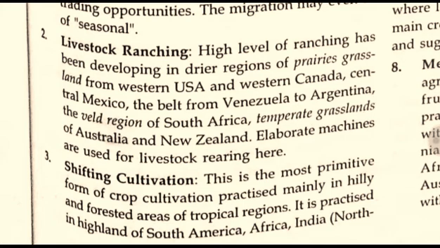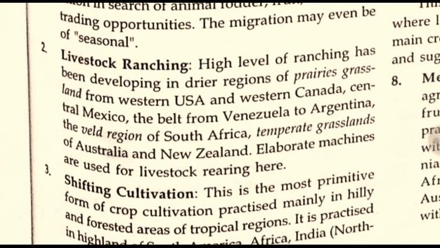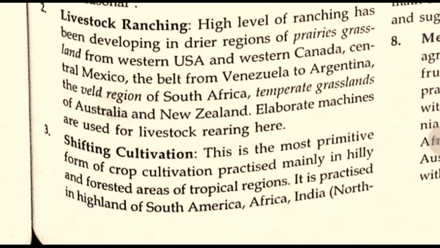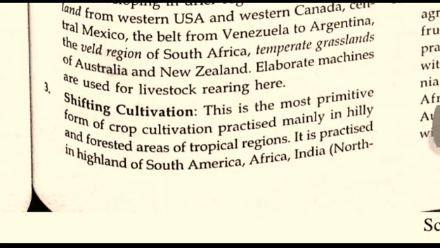These are the prairies and grasslands of the western USA, western Canada, central Mexico, the belt from Venezuela to Argentina, the belt region of South Africa, and the temperate grasslands of Australia and New Zealand. That is livestock ranching. Elaborate mechanisms are used for livestock rearing here.